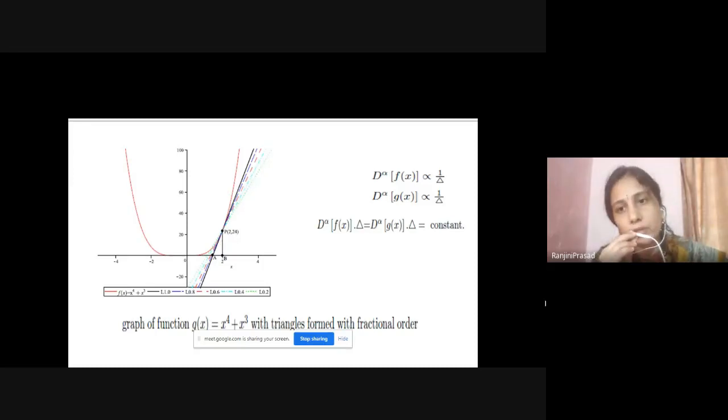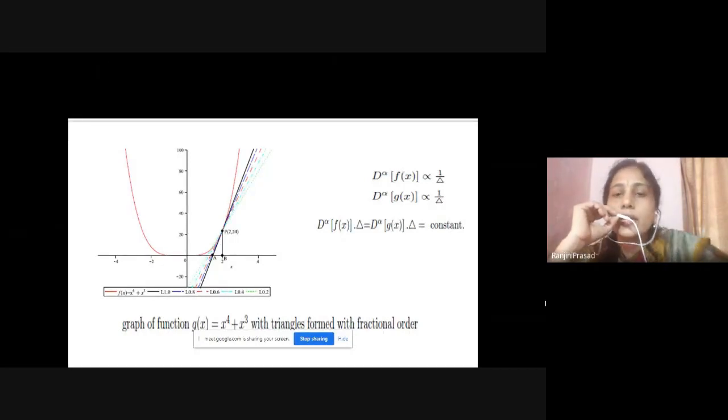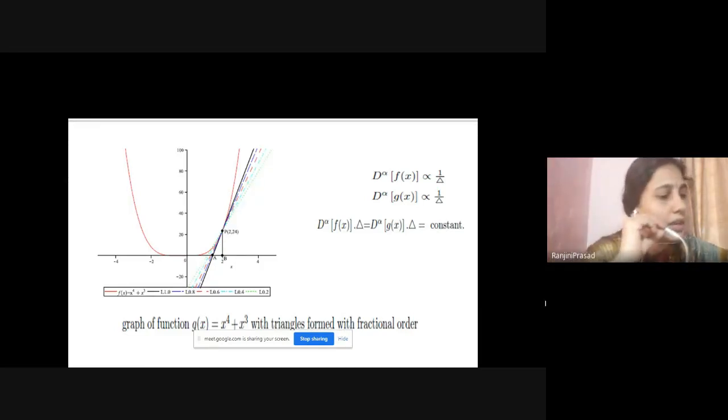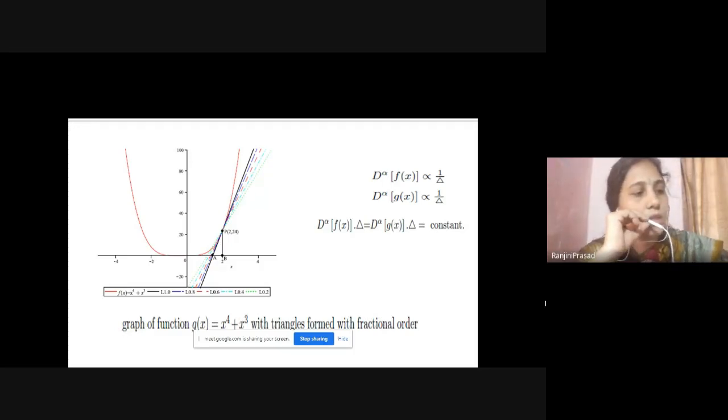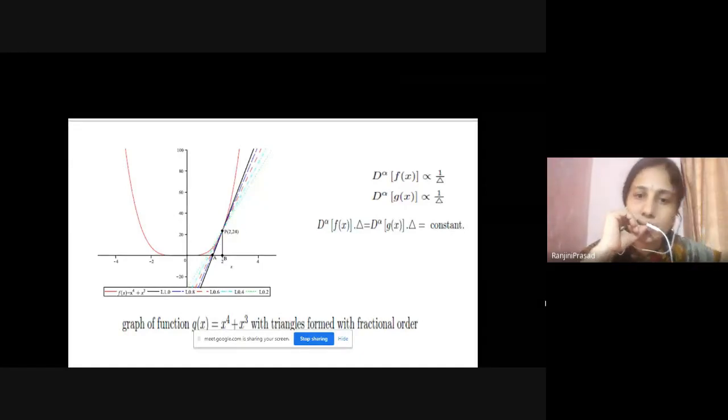Similarly, D^α g(x), that is our new function: f(x) is x³, g(x) is x⁴ + x³. Both say it is inversely proportional to 1/Δ. So if you take delta to the left side, D^α f(x) times Δ, and here also D^α g(x) times Δ, is equal to a constant. So what we have observed is that if the value of the fractional derivative increases, then the area of the triangle decreases.